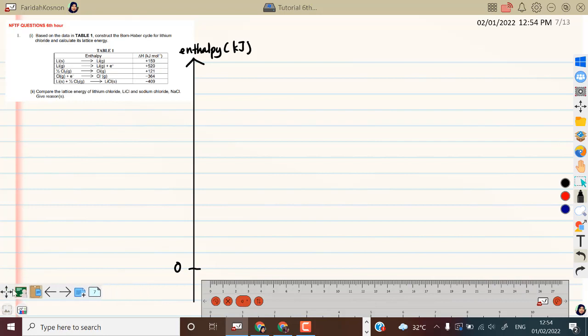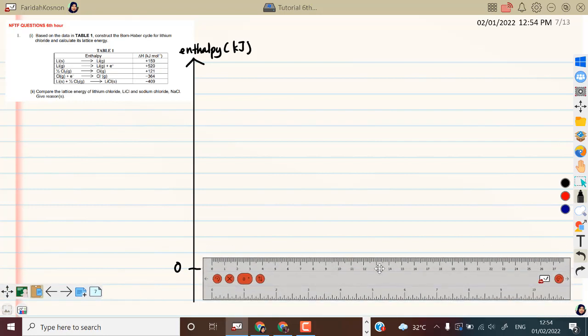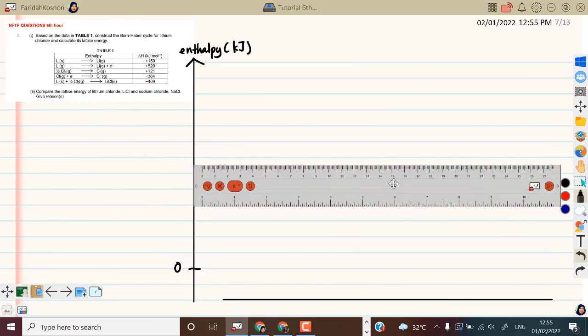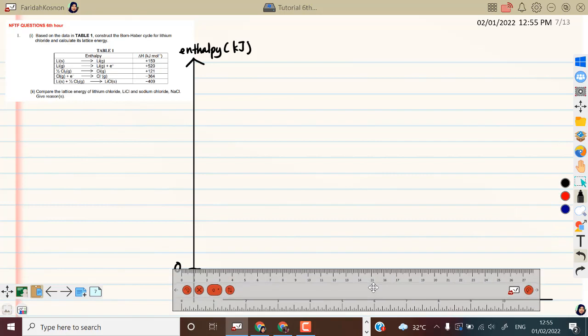Okay, for example here. Okay, tak ada masalah, buat je panjang-panjang garis ni. Tak ada masalah pun, terlebih panjang. Okay, then sekarang saya buat di sini, pada skala kosong tu saya buat, sebab saya nak tulis equation nanti.